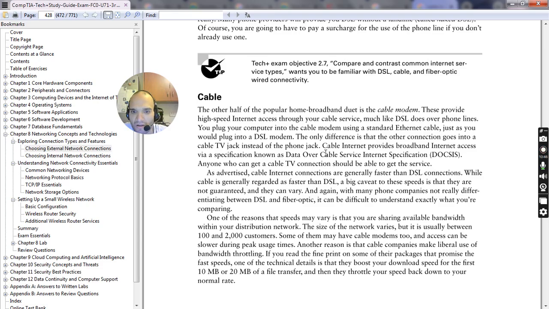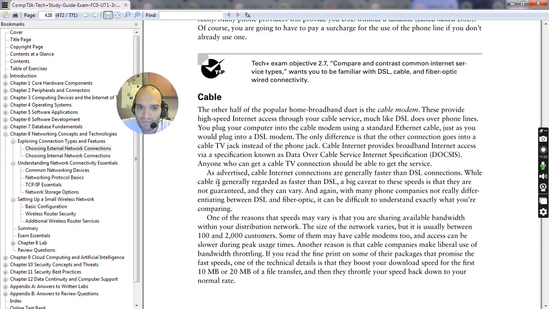So again, cable Ethernet provides broadband Ethernet access via a specification known as Data over Cable Service Interface Specification, or in short, DOCSIS. As advertised, cable Ethernet connections are generally faster than DSL connections.